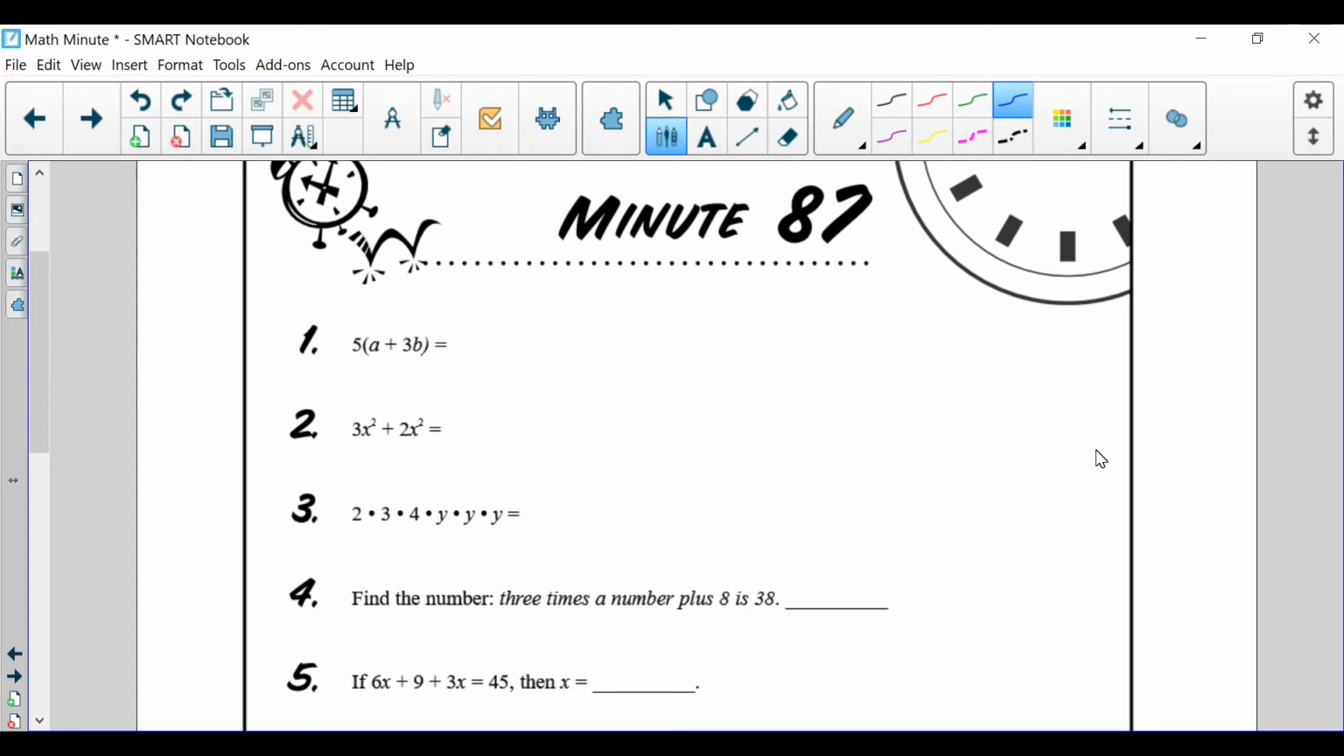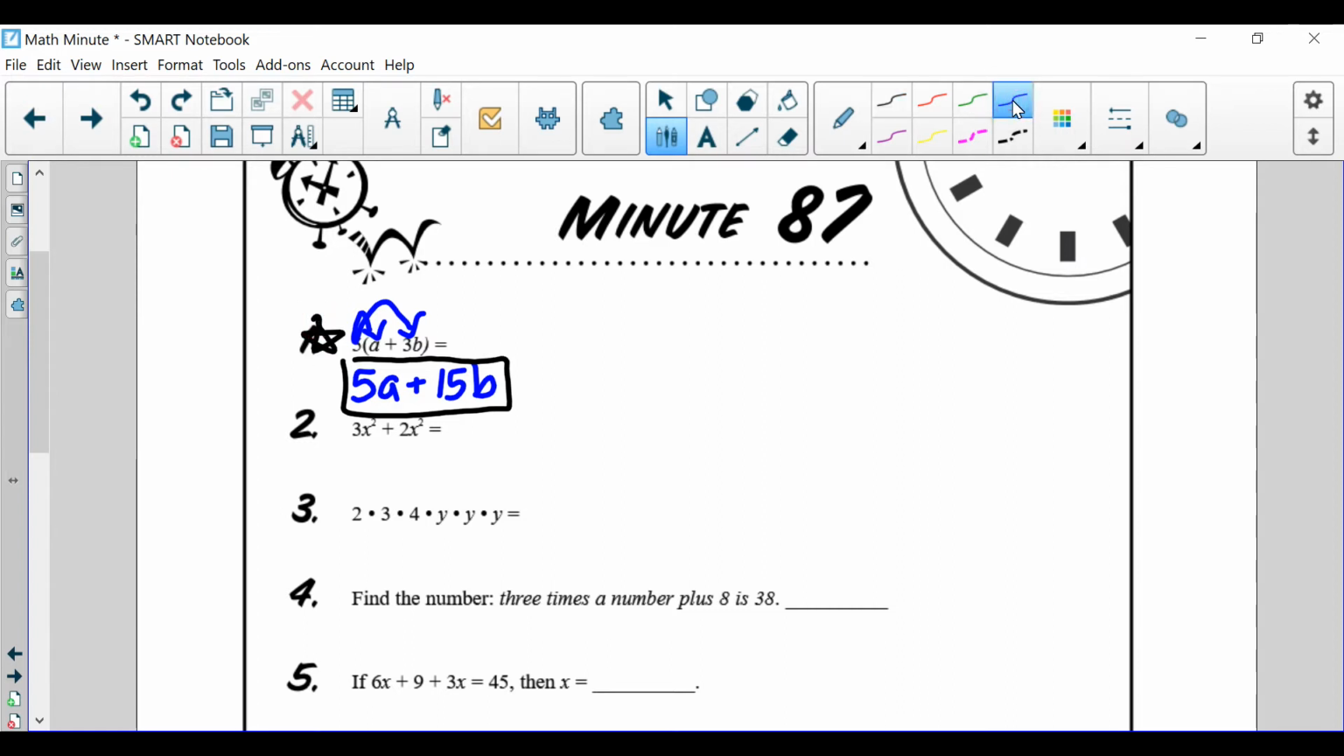Number one is a distribution problem, so we're going to make sure we can distribute by distributing that 5. Notice how I'm drawing that arrow first, then drawing another arrow and saying 5 times 3b, that is 15b. We've got our answer. Make sure you box it. Can we combine these values? The answer is no, because they are unlike terms.